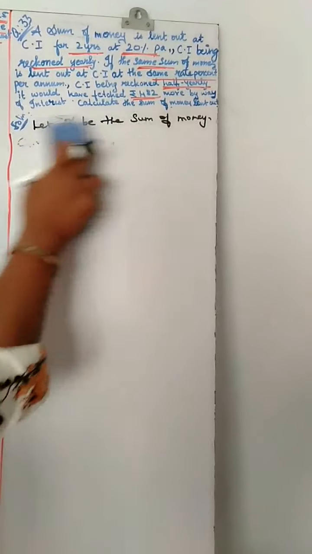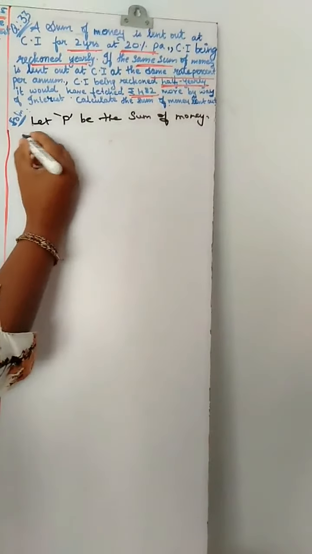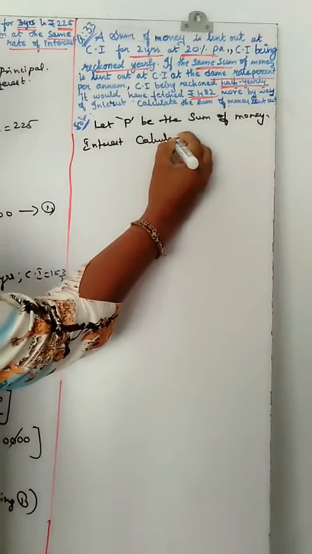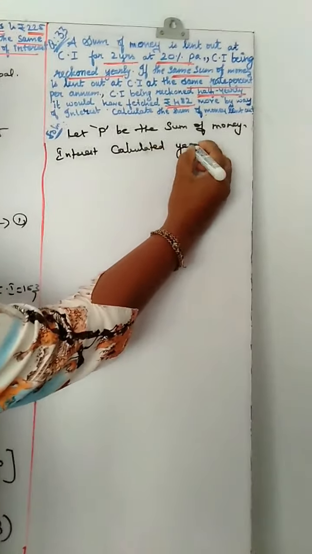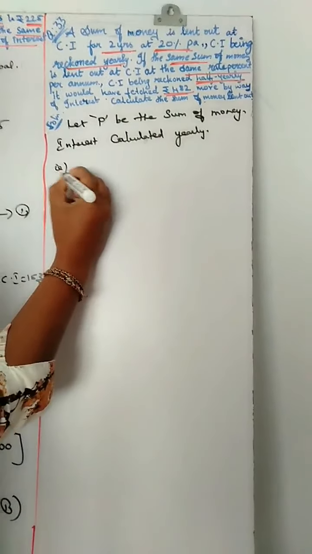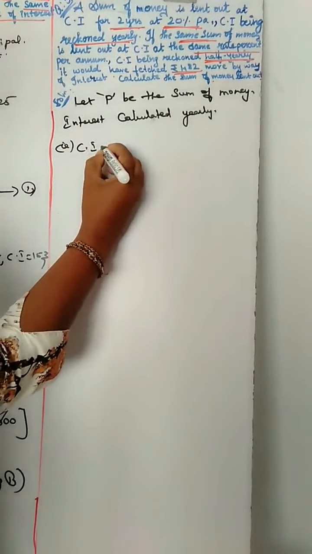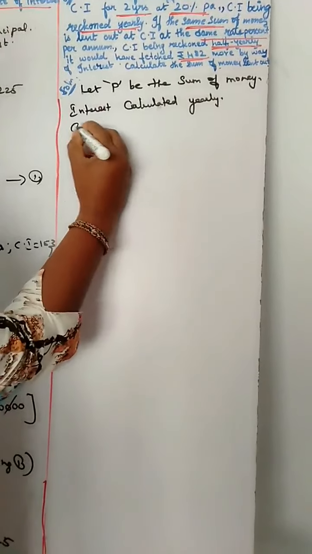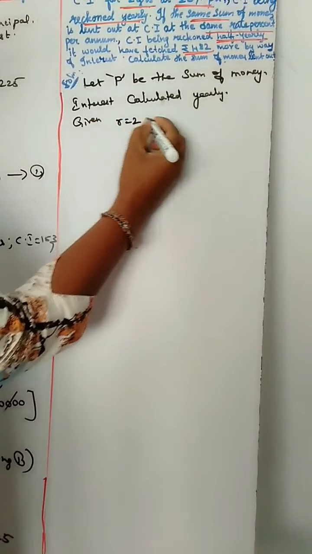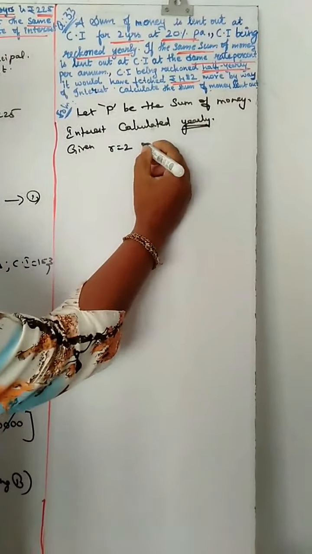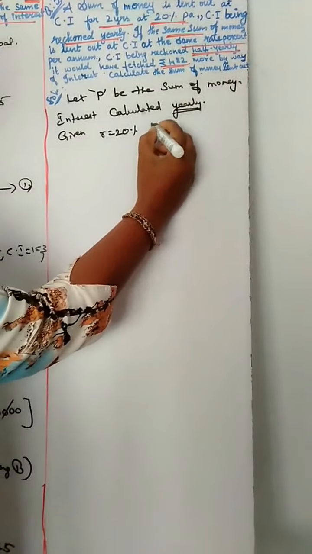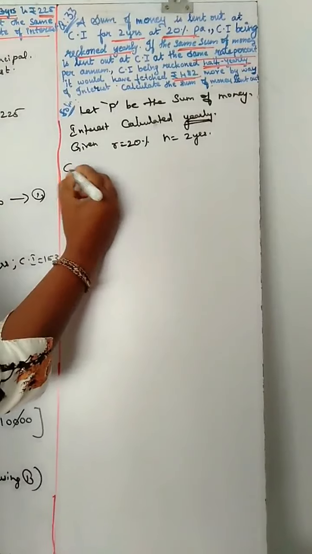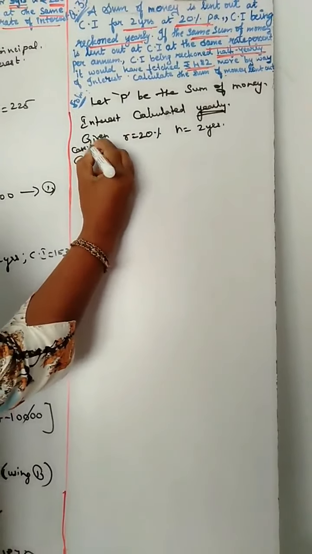That is interest calculated yearly. That is CA. Okay. So we want to find what is given here. R is equal to 2 since it is yearly. R here is 20% and the N here is 2 years, right? P as it is P. Okay. CA, case 1. Write this as case 1.